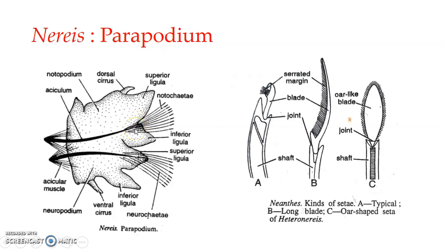Now, one thing I left over is the acicular muscle. I'm sorry. Here you can see the aciculum on the inner side. It is provided with acicular muscles. At its inner end, the aciculum is attached to muscles by which the protrusion and retraction of the parapodium occurs. The acicular muscles are responsible for the protrusion and retraction of the parapodium as such.